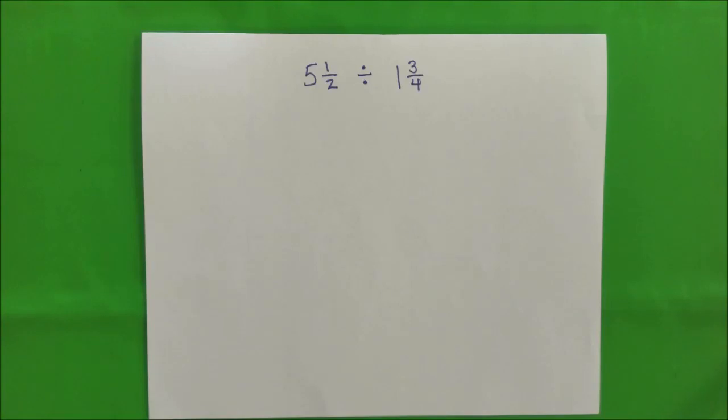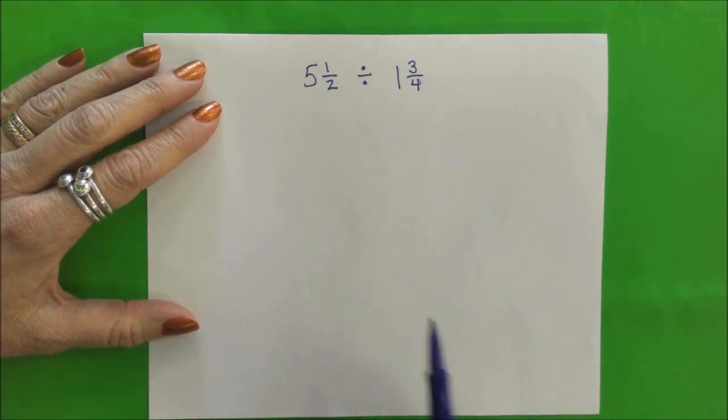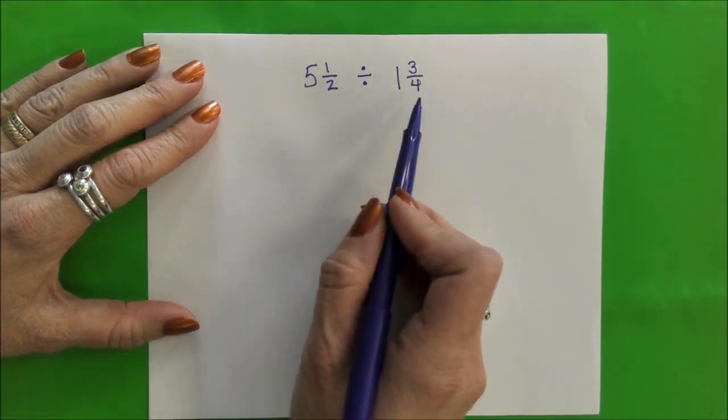Let's divide a mixed number by a mixed number. The very first thing we need to do is to change both of our mixed numbers into improper fractions.